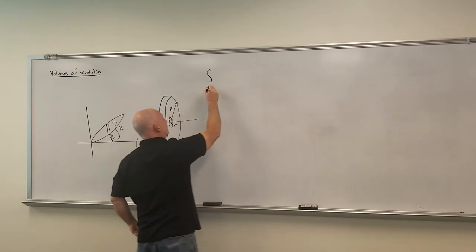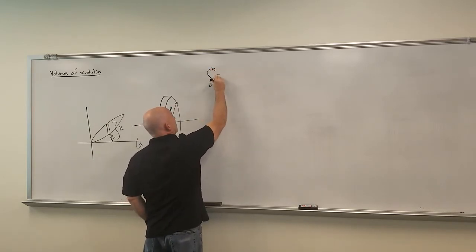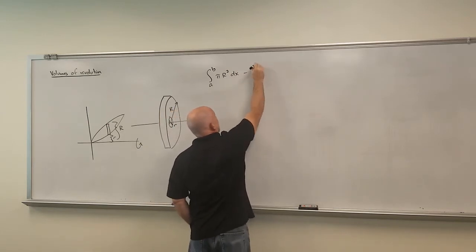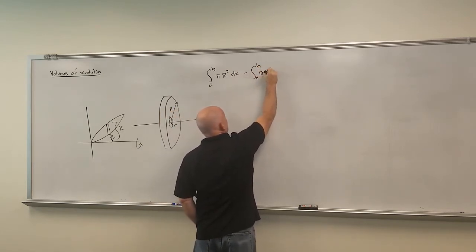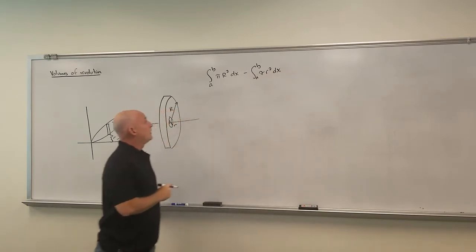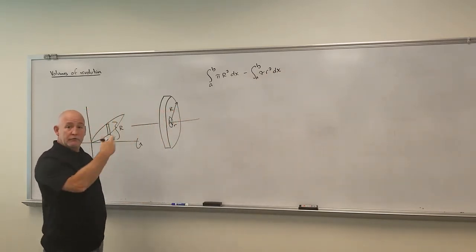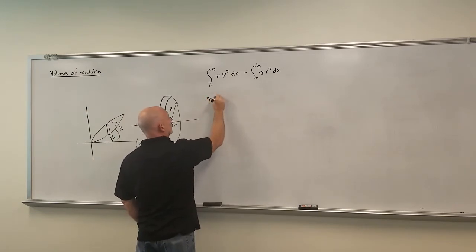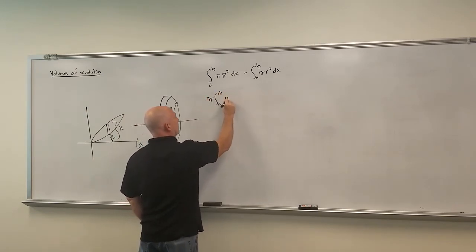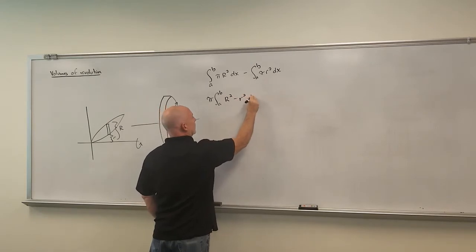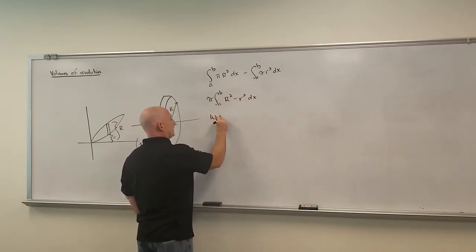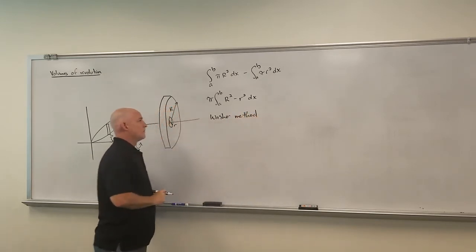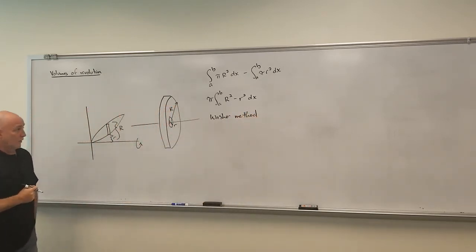The volume of the big cylinder, the big part, would be, let's go from A to B, pi big R squared dx. But then we'd have to take away the inside, from A to B, pi little r squared dx. We can combine these into just one integral because they're both from A to B and both have the constant pi, so I could write this as the integral from A to B of pi times big R squared minus little r squared dx. This is called the washer method. I'm going to give you definitions for big R and little r in just a second.